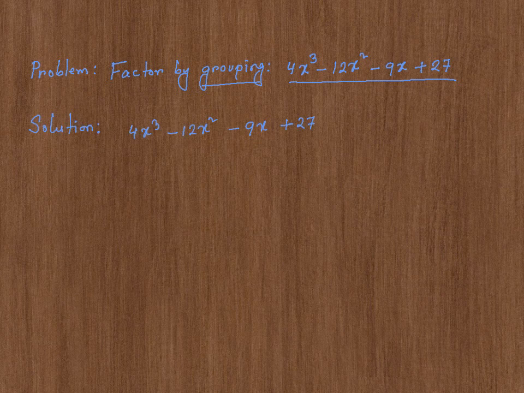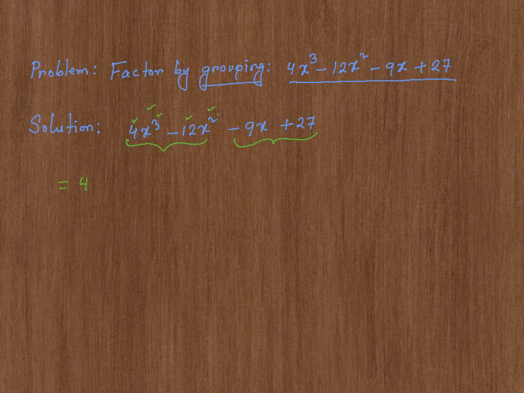Now let's create the groups. So this is my first group and this is my second group. In the first group, I have 4x cubed minus 12x squared. What can I factor out in this first group? I could factor out 4 because 4 goes into 4, 4 goes into 12.